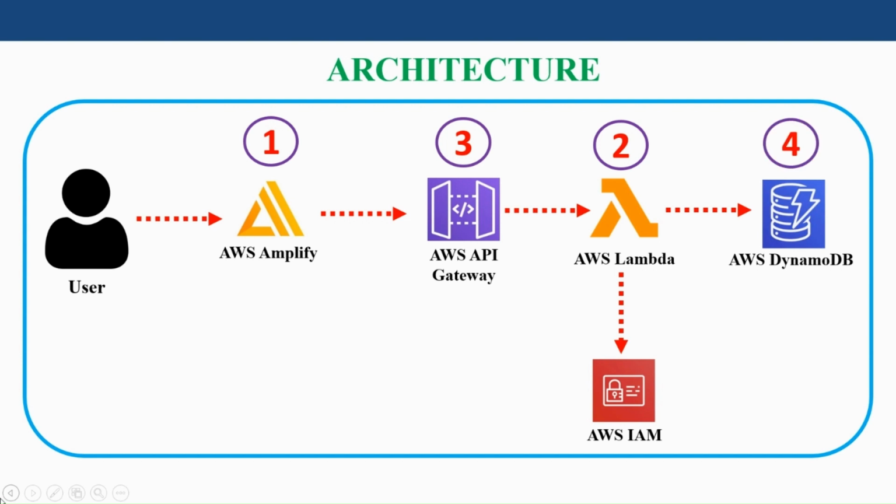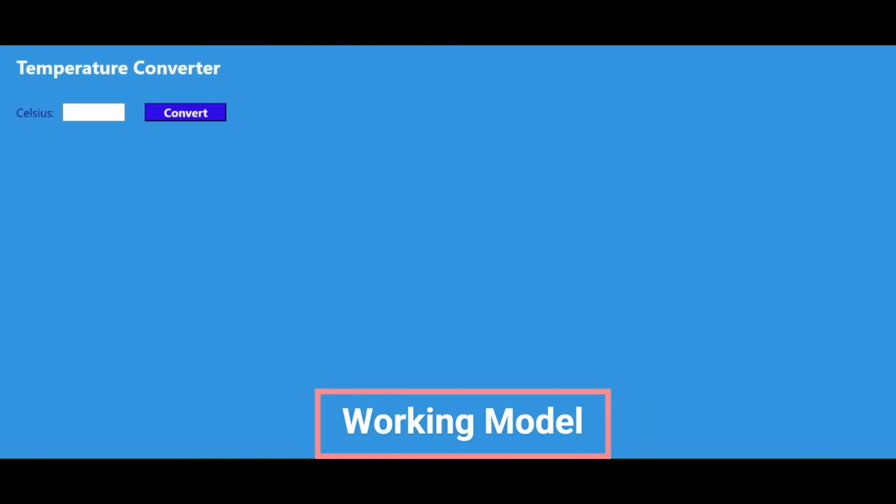Then DynamoDB. It is a key value paired NoSQL database. And finally, we have AWS IAM. Anyway, the Lambda function needs permission to write the result in DynamoDB. So we need to set the IAM for that. This is our working model.